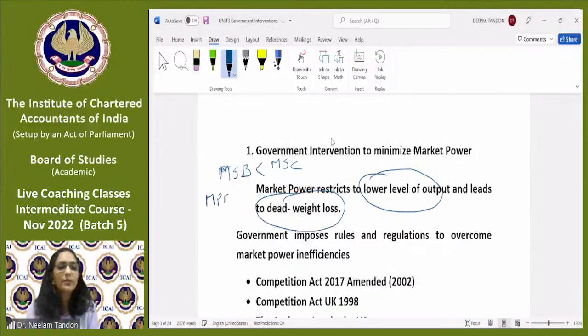Marginal private benefit is more than marginal social cost. That means you are enjoying at the cost of society, and that is leading to loss of welfare. This is deadweight loss. To overcome this, government has to intervene. So we have already shared that government takes measures, direct and indirect.